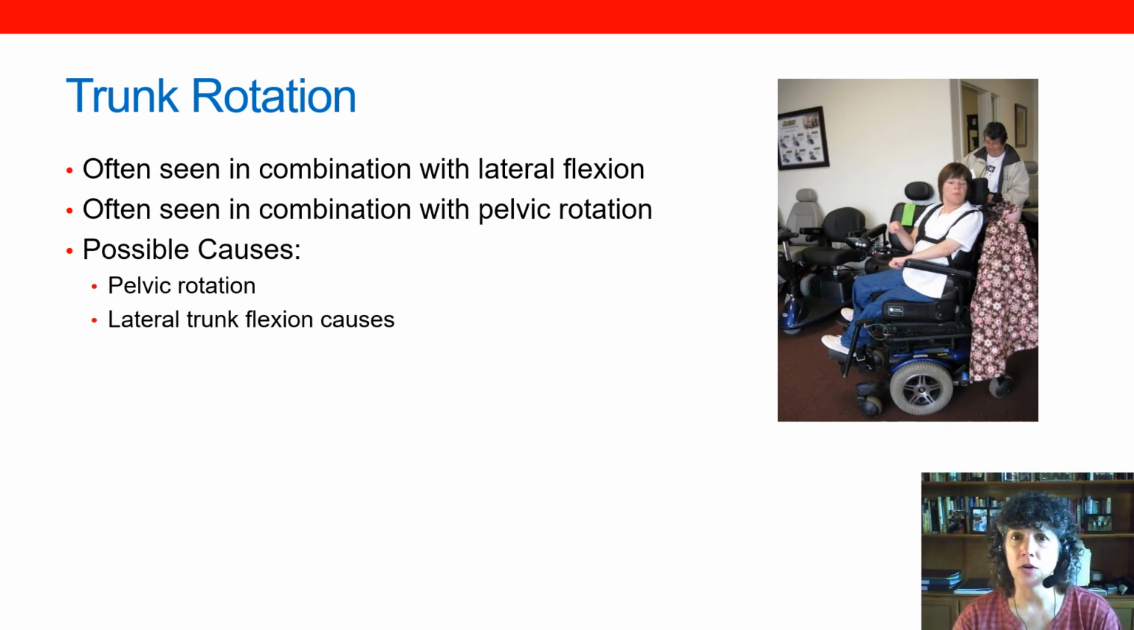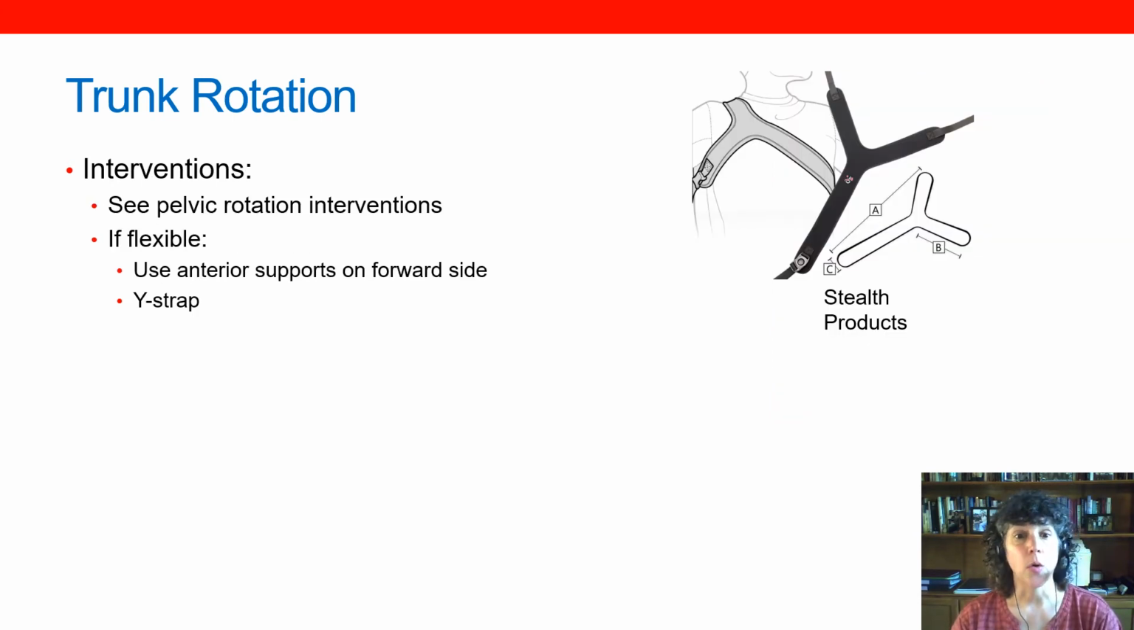All right, what about trunk rotation? Trunk rotation is rarely seen in isolation. Oftentimes, this is seen with lateral flexion of the trunk, and often seen in combination with pelvic rotation. So we need to look at causes for each of these. We are going to talk about causes for lateral scoliosis here in just a minute, and we've already discussed causes of pelvic rotation. So we want to try to correct the pelvic rotation first, then address any residual trunk rotation. So again, see those pelvic rotation interventions again.